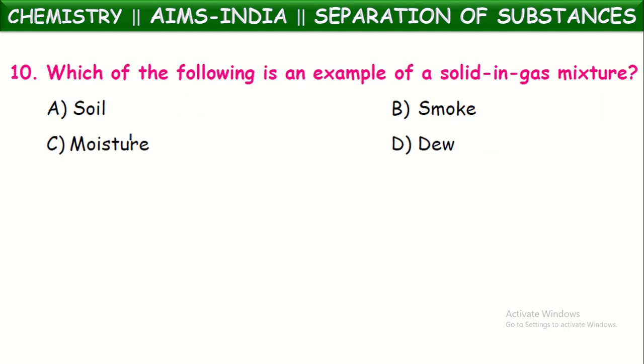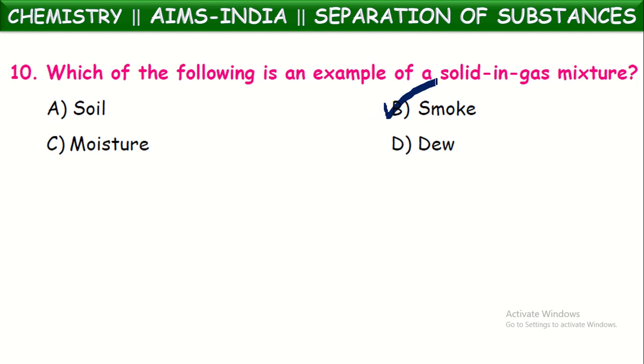Next, which of the following is an example of solid in gas mixture? Soil is a mixture of so many kinds of substances. Solid, liquid, and even gaseous components are present in the soil, so it is not. If we see smoke, yes, smoke contains some dust particles or carbon particles in it. So they are solid substances present in the gas.